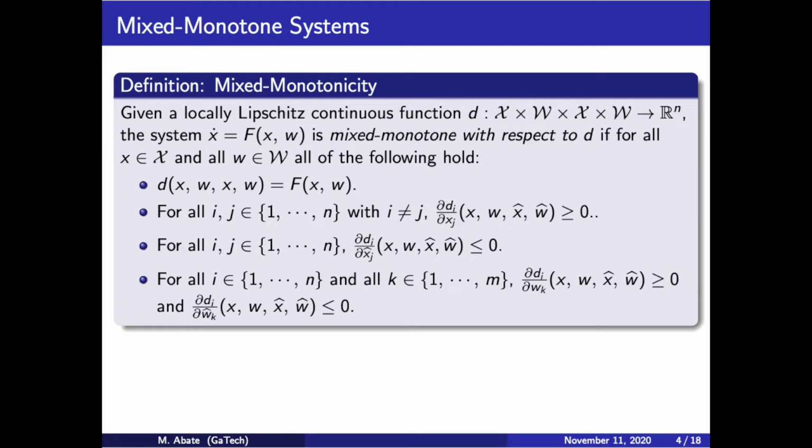Next, I'll present the definition of mixed monotonicity for continuous time systems. So the system x dot is equal to f of x and w is mixed monotone when there exists a related decomposition function which separates the system dynamics into increasing and decreasing components. As stated previously, there do exist certain special cases and algorithms for generating decomposition functions in particular instances. However, until now it has not been known whether or not all systems as in x dot is equal to f of x and w are mixed monotone.